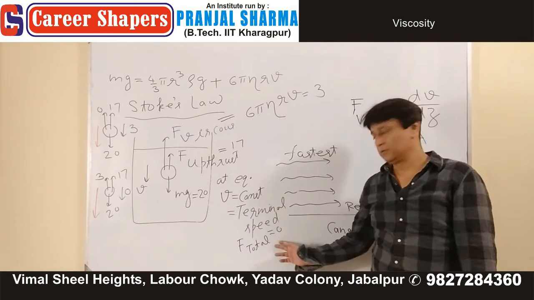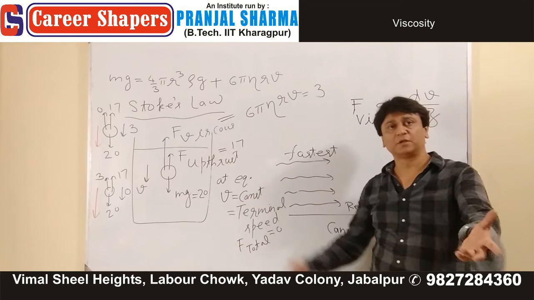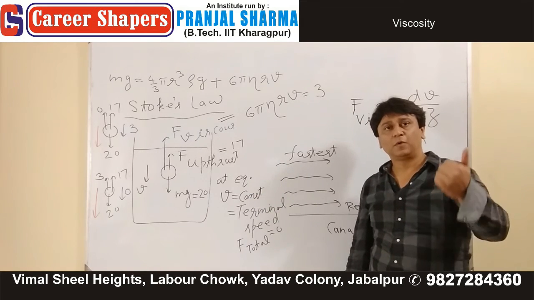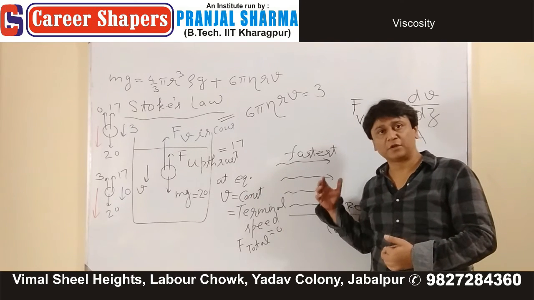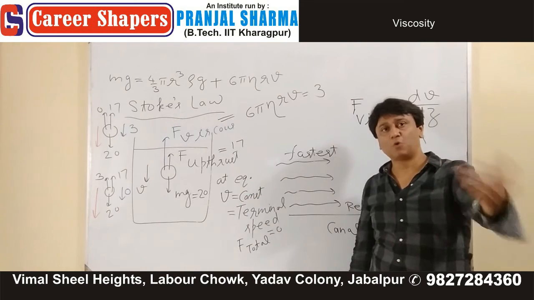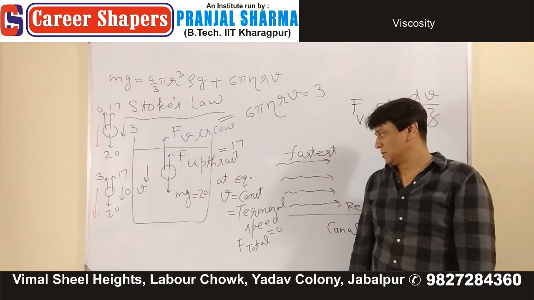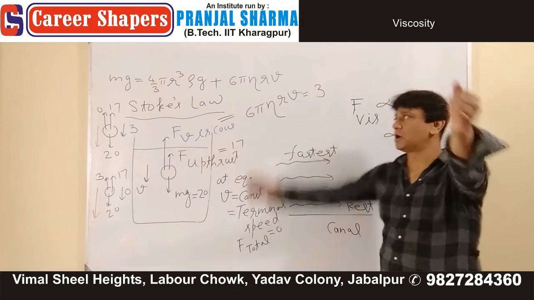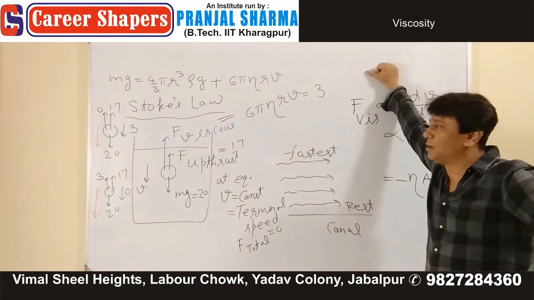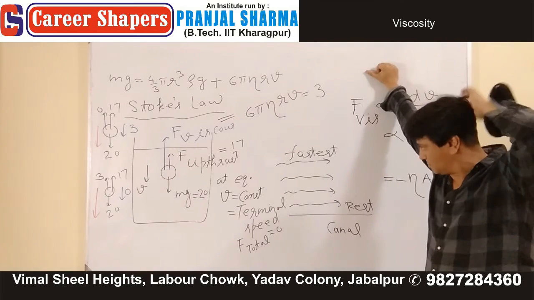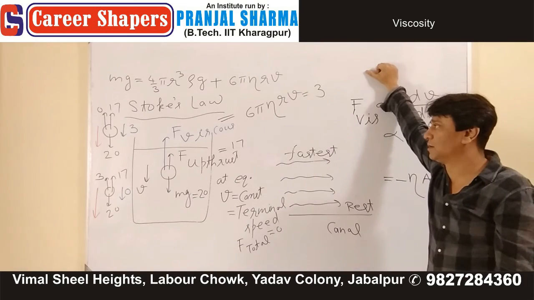Why? There is no net force. What is that which changes speed? Acceleration. What is that which produces acceleration? Force. So if you are saying that there is no force, there is no acceleration, there is no acceleration, there is no increase in the speed. This speed is called terminal speed of an object.